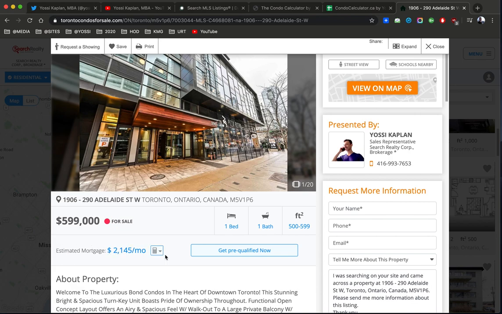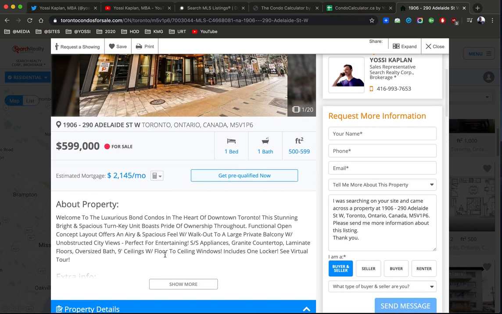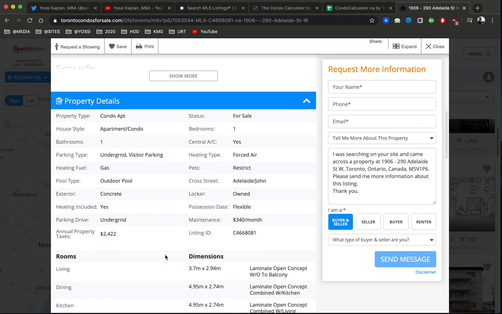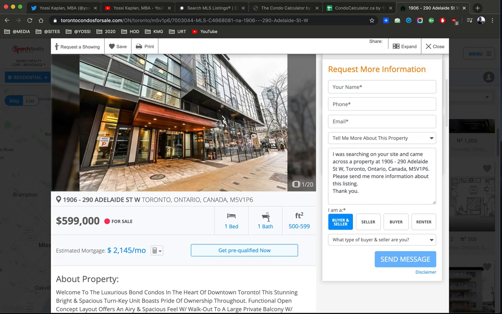That's usually based on the 80-20 rule, which is what you need to get your cheapest mortgage possible, at least without the CMHC and all that stuff. When you scroll down, it shows you the annual property tax. This is the estimate, of course, and the maintenance is $340 a month. Okay, so that's a beginning.